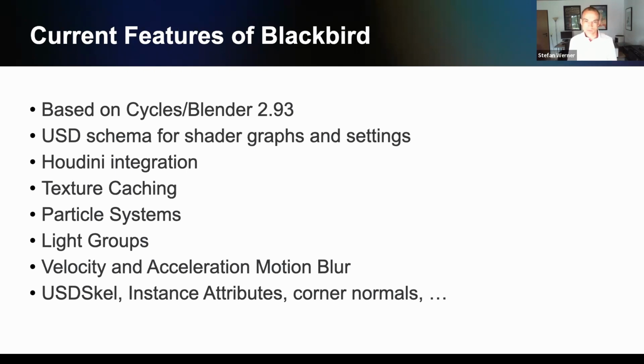We added velocity and acceleration motion blur, which is a different way of representing motion blur that Houdini and USD are using. And USD scale, instance attributes, polynomials. These are all USD-ism features that were being used in a pipeline that Cycles did not have at the time.